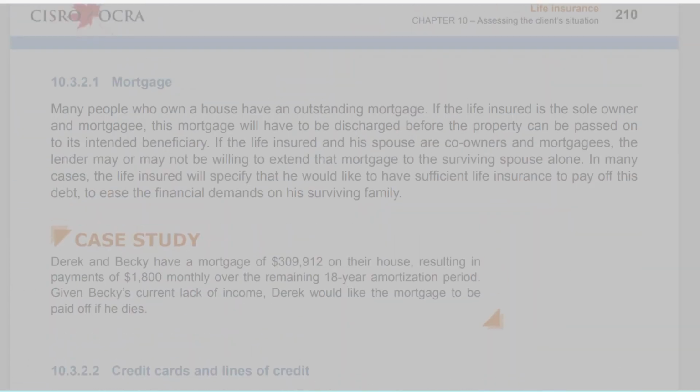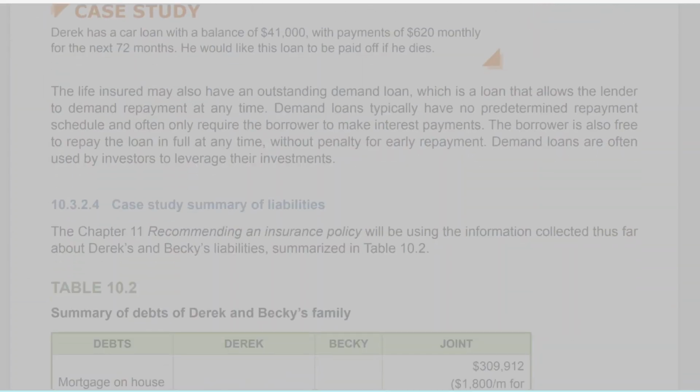Life Insurance Chapter 10, Assessing the Client's Situation, 210. Case study: Derek has a car loan with a balance of $41,000, with payments of $620 monthly for the next 72 months. He would like this loan to be paid off if he dies.